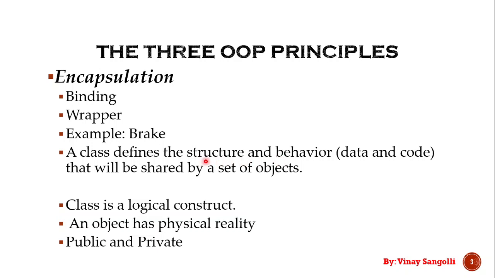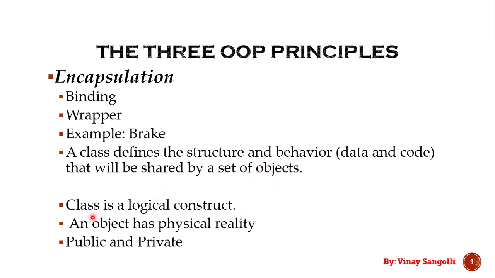So that means the data and code which has the same structure and behavior, we call them as a class. And this class will be shared by n number of objects. Now, like say for example, guava, pineapple, apple. If you take all these fruits, they have certain structure and behavior which is common among them, and this becomes your objects. I hope this is clear.